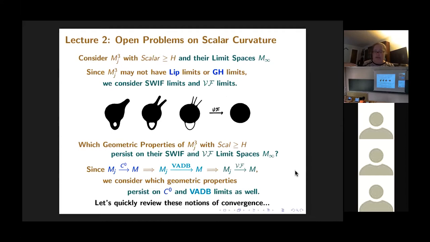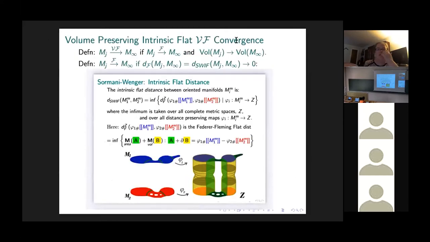So let's quickly review these notions of convergence so you can remember what they are. Volume preserving intrinsic flat convergence means that you're assuming that the volumes converge to the volume of the limit space. The volume of the limit space was measured in a weighted sense that I discussed yesterday, and we'll discuss more in the third and fourth lectures. And the other requirement is that the convergence happens in the intrinsic flat sense as well.